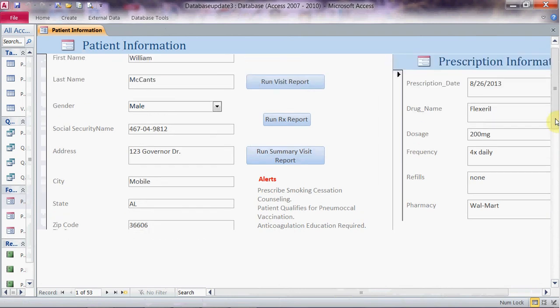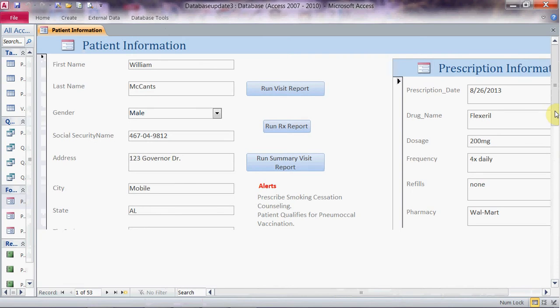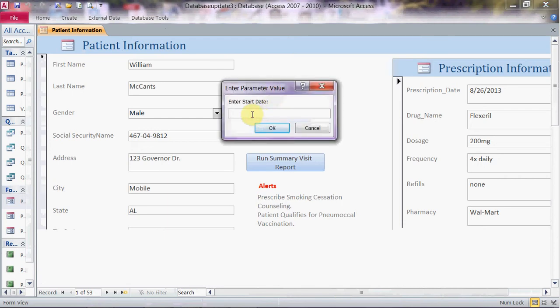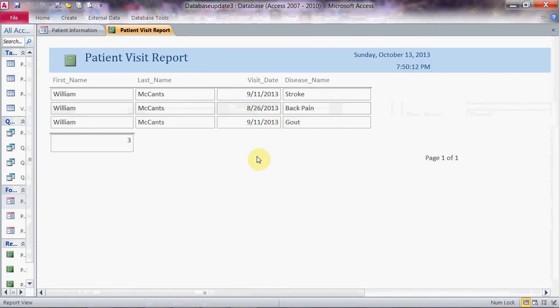If Mr. McCants needs information about his visits, we can run a visit report. All we do is enter in his dates. Since I don't know what all dates he was here, I would just put in a range of dates. Great. We showed that he was here on August the 26th and on September the 11th, complaining of stroke, back pain, and gout.